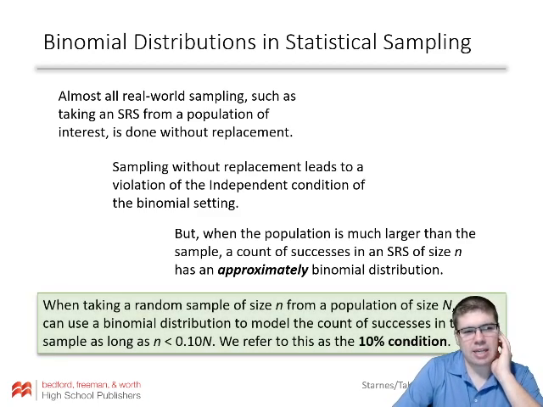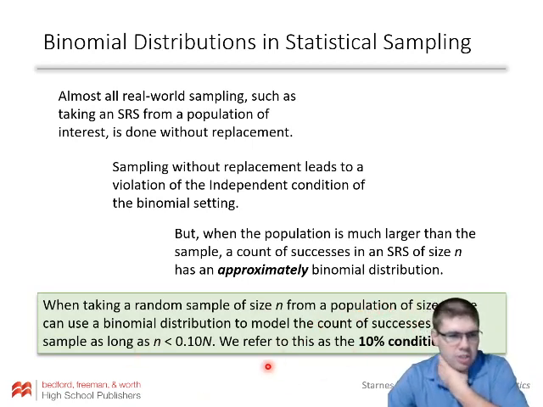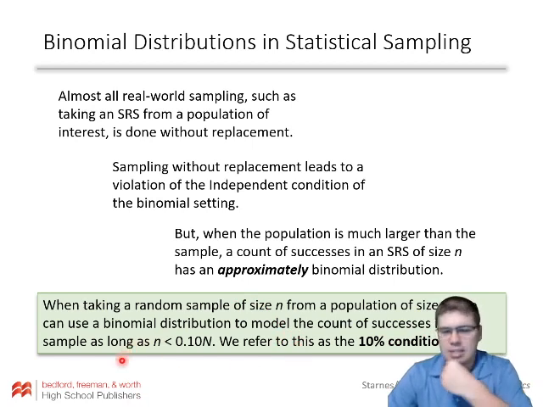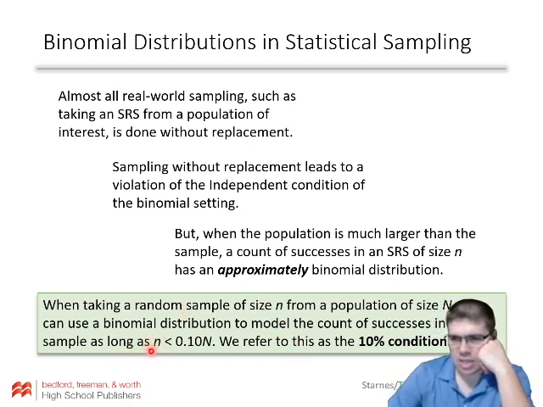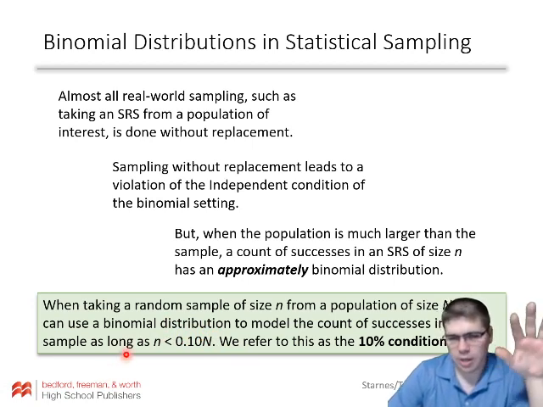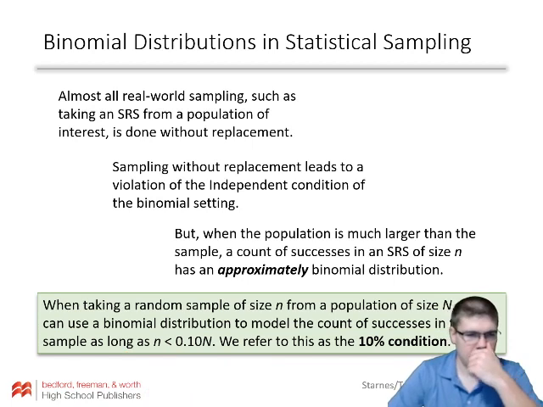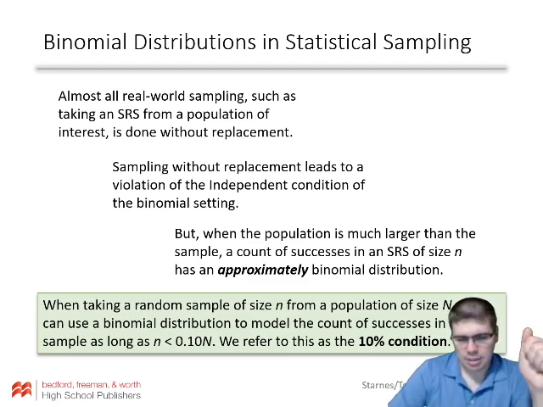When we are taking a sample of size n from a population of size capital N, we can use the binomial distribution to model the count of successes in the sample as long as our sample size is less than 1/10 of the population. Or if we say the population is 10 times the sample size, you can say it either way. The sample needs to be less than 1/10 of the population, or the population needs to be 10 times the sample size. We call that the 10% condition. And we'll check that a lot whenever we're talking about sampling.